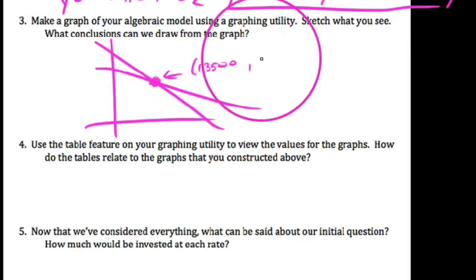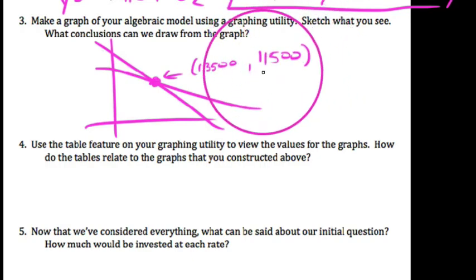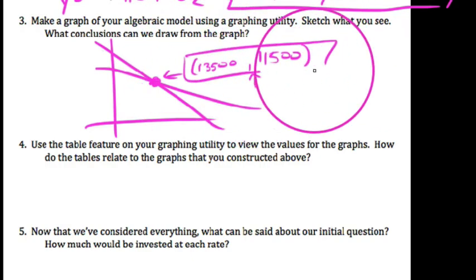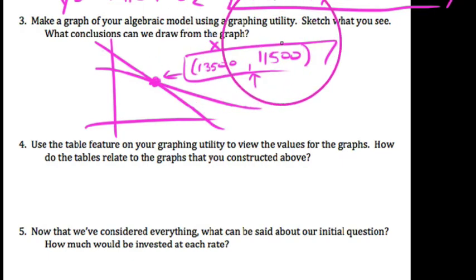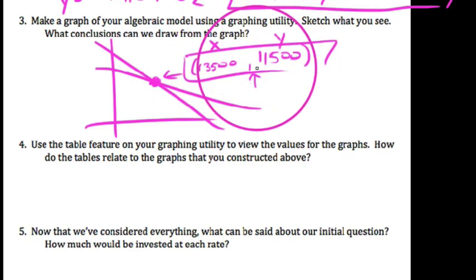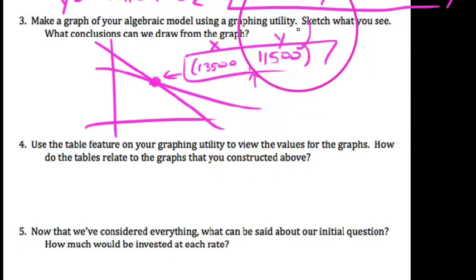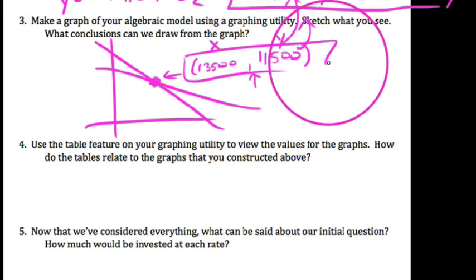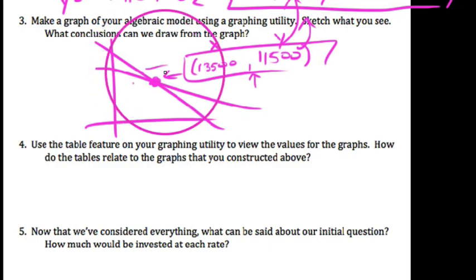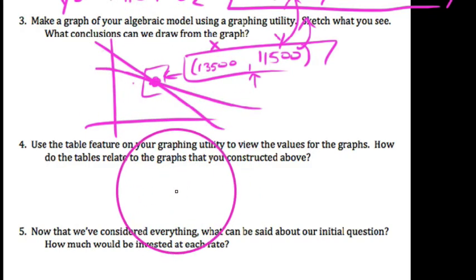we have 13,500. Don't put a comma in there. We say 11,500. You see why I don't want to put a comma, because this represents some amount of dollars I invested in each account. The cool thing about this is if we were to plug this back into either equation, we would get a satisfied statement. So basically, we're looking for the solution that they have in common when you solve a system.